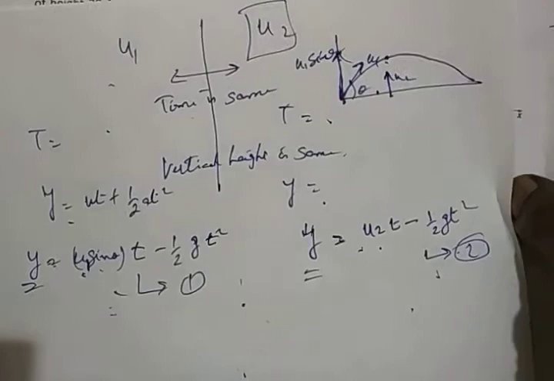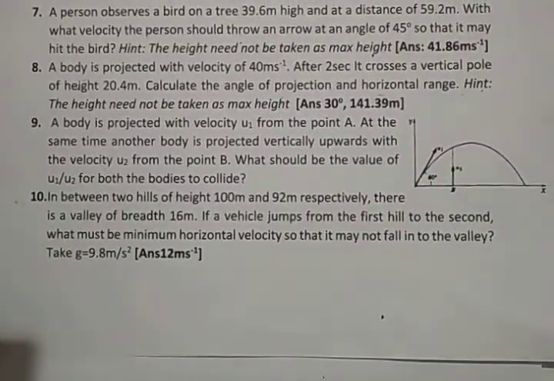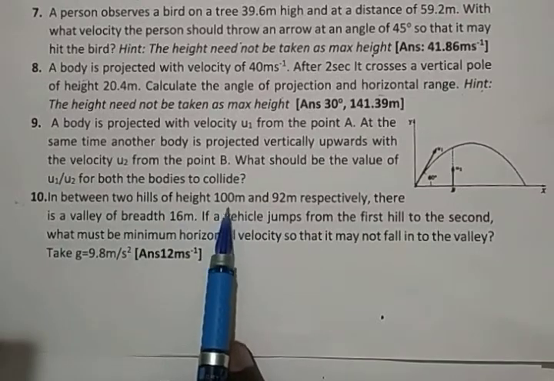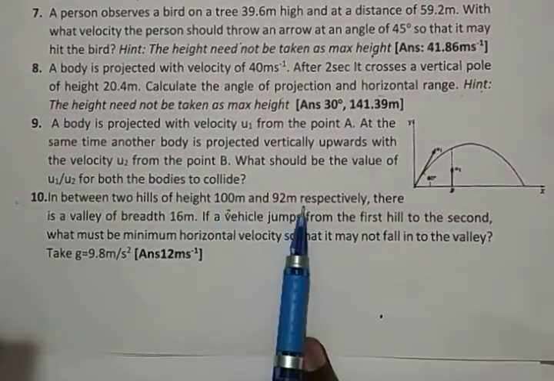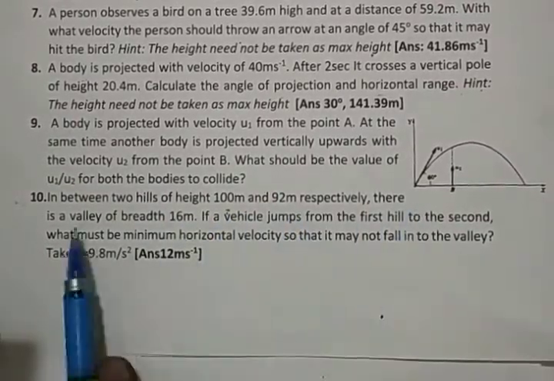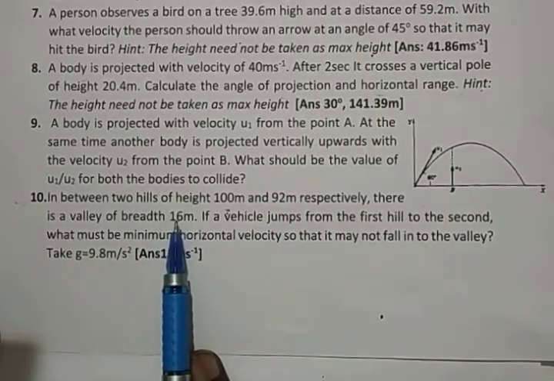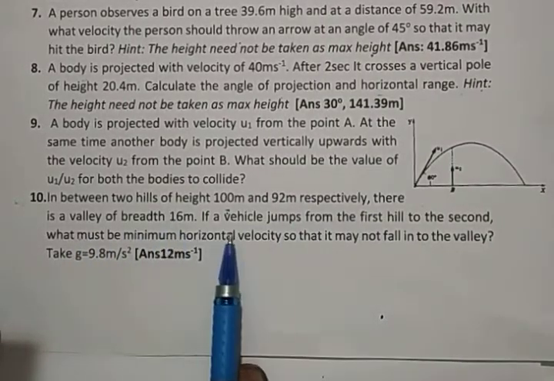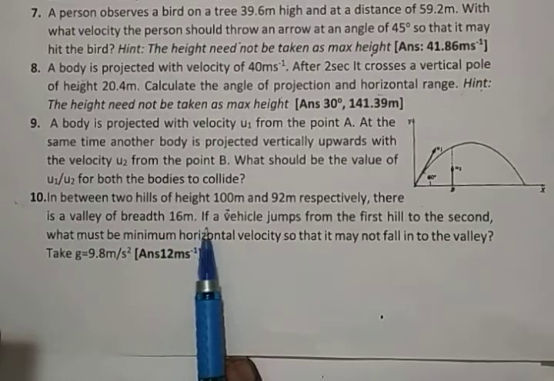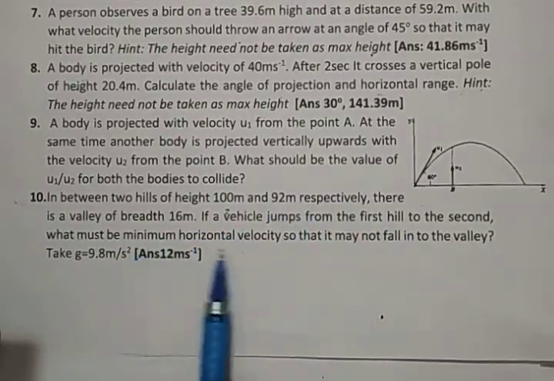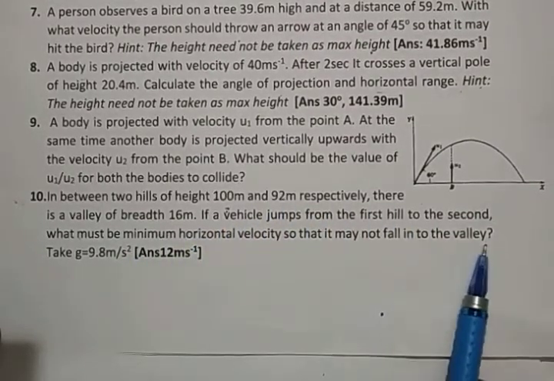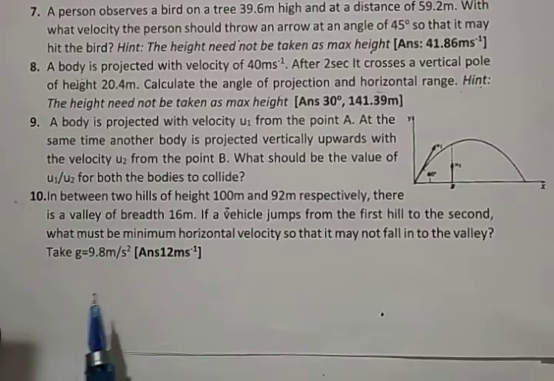Last question, I'll just quickly finish. The last question is, in between two hills, 100 meters high and 92 meters high respectively, there is a valley beneath of 16 meters. A vehicle jumps from the first hill to the second hill. What should be the minimum horizontal velocity so that it will not fall into the valley? So you need to find out this one.